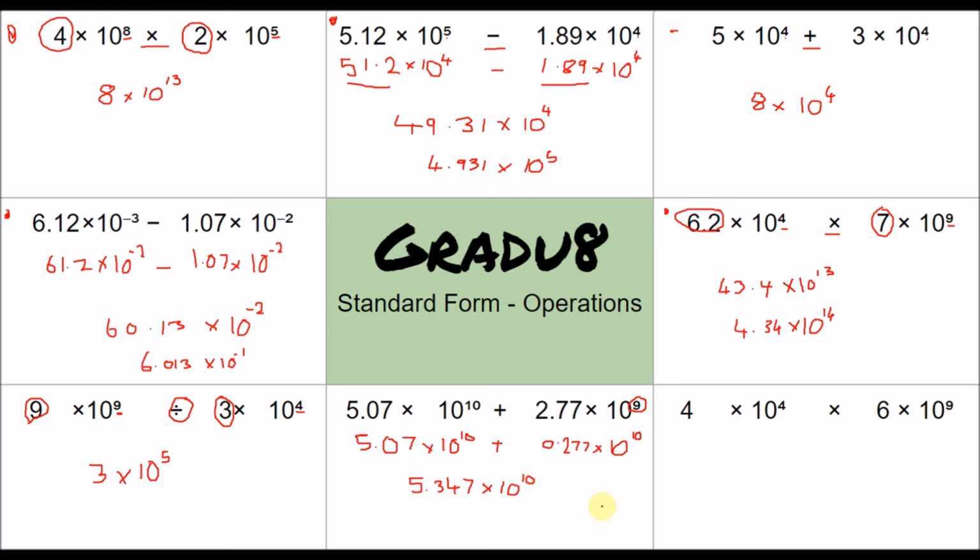Okay, really, really simple. This last one, we've got another multiply. So we're going to do 4 times 6 gives us 24 times 10. And this power and this power are going to add together to give us 13 again. I think we've seen those numbers already. Obviously, this isn't in standard form, so we're going to lower this one by a power of 10, which means you're going to increase this one by a power of 10.